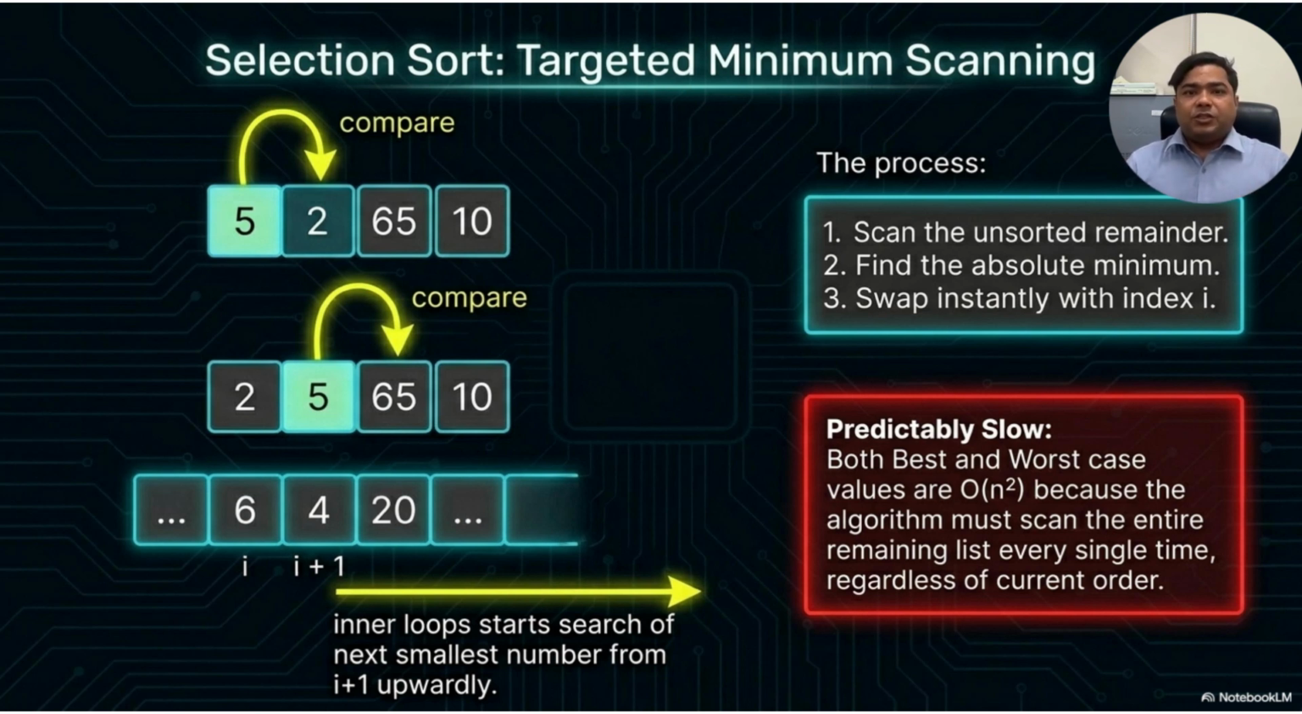The important warning is shown in the red box, predictably slow. Selection sort has both best case and worst case time complexity of O(n²). Why? Because even if the list is already sorted, selection sort still scans the remaining list every time to find the minimum. So selection sort is simple and easy to understand, but it is not efficient for large datasets.